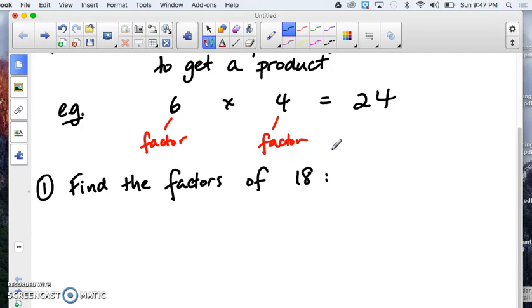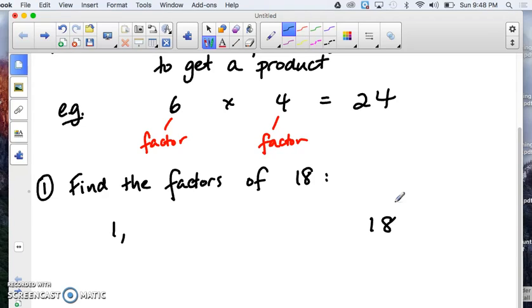Now, if you want to pause the recording again and just list the factors of 18 yourself, and then play the recording and see what I come up with and check it against your answer, please go ahead and do that. I'm going to continue though. I'm going to start off with 1 and 18. Now, I'm going to go up numerically from 1.